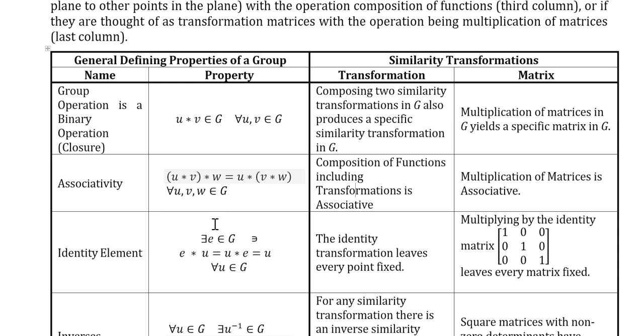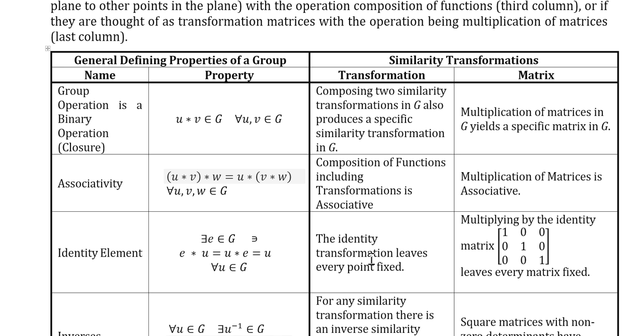There has to be an identity element. So this backwards E looking thing is there exists an E, an identity element, which is an element of the group G. And this one here is such that E operate U is the same as U operate E, which is back to U again. And this has to be true for every U in G.